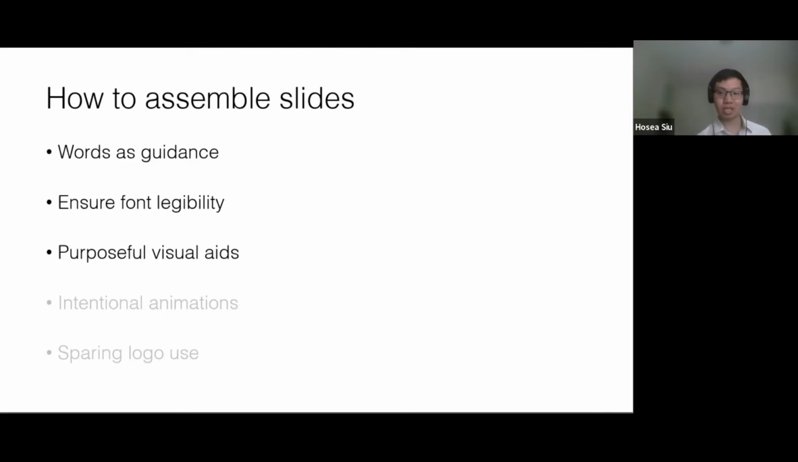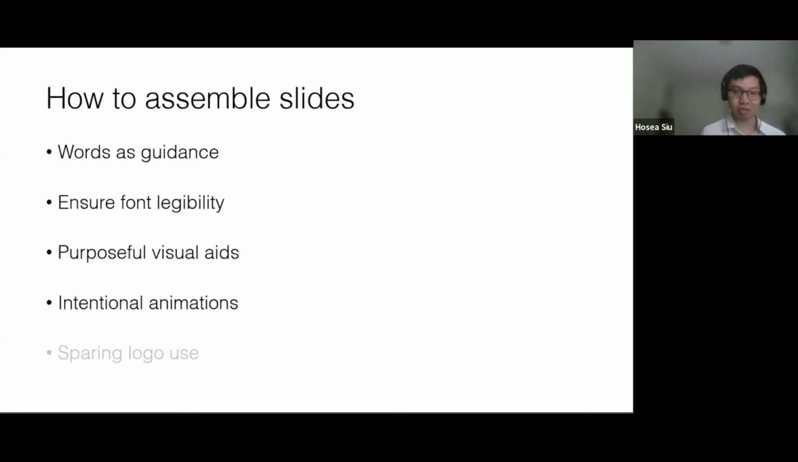You can use intentional animation. Animation should generally be used fairly sparingly, but it can be there to help a viewer focus, as well as to help illustrate particular points. But don't just use it because you think it looks cool, right?